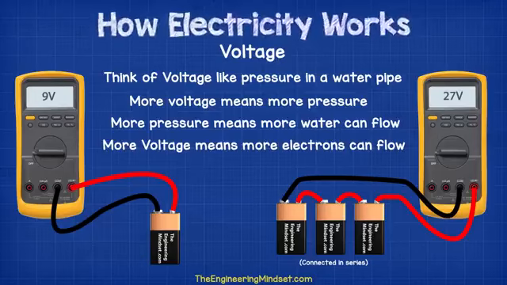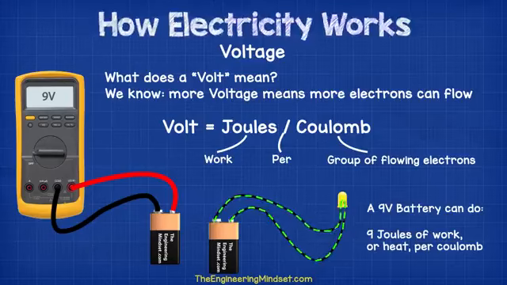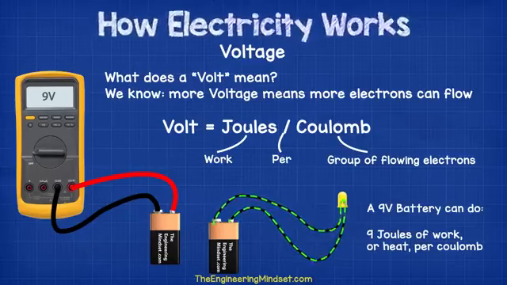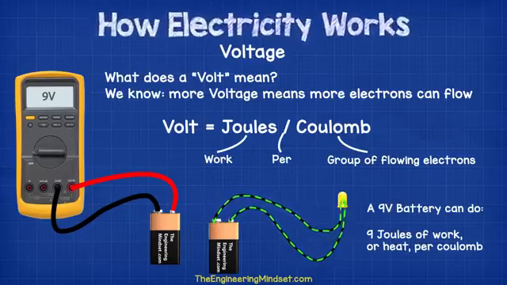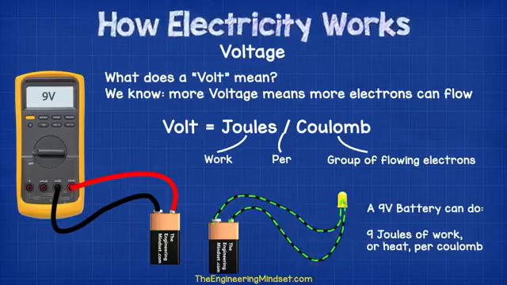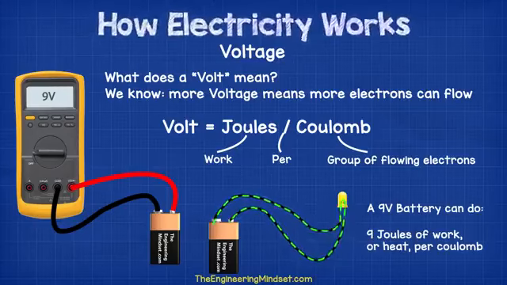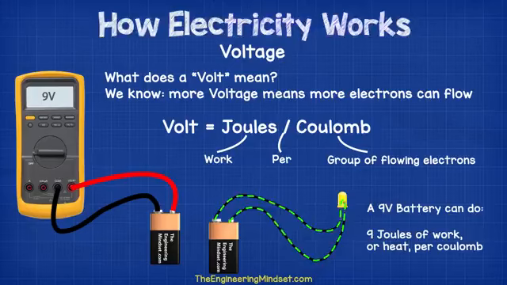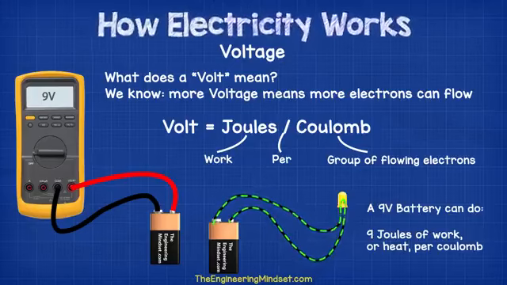Voltage is a pushing force of electrons within a circuit. It's like pressure in a water pipe. The more pressure you have, the more water can flow. The more voltage you have, the more electrons can flow. But what does a volt mean? Well, a volt is a joule per coulomb, and a joule is a measurement of energy or work, and a coulomb is a group of flowing electrons. We'll have a look at what a coulomb is in just a second though.